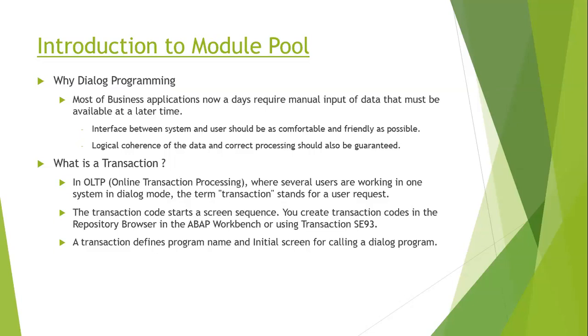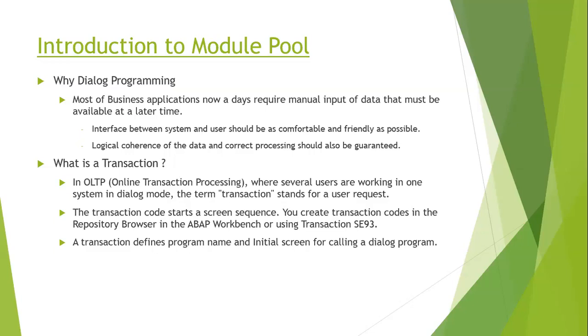SC91 is for? SC93. Yeah, SC93 is for custom transaction code creation. SC91 is for the message class. Okay. Transaction defines the program name and an initial screen.